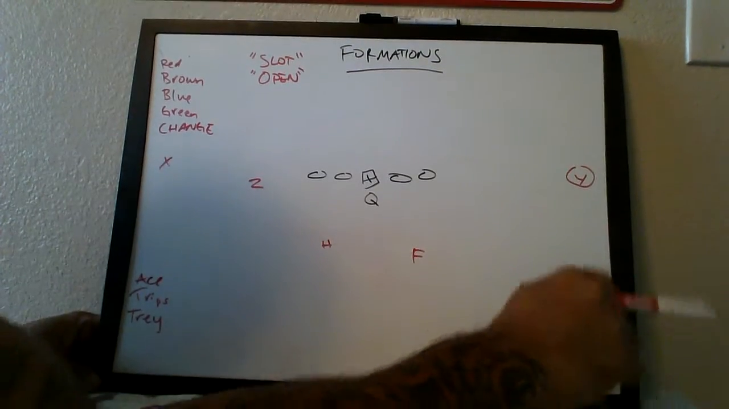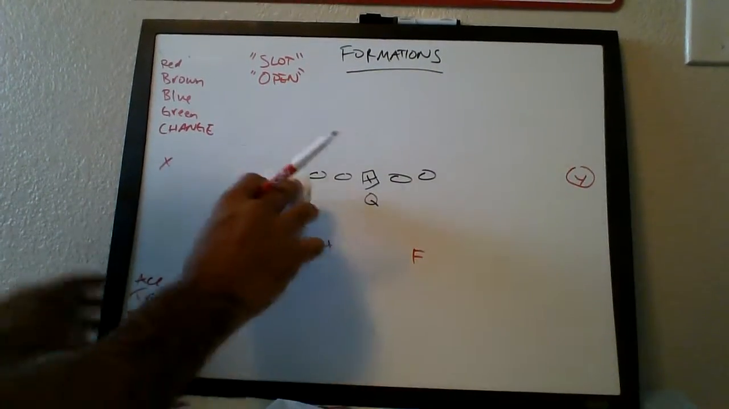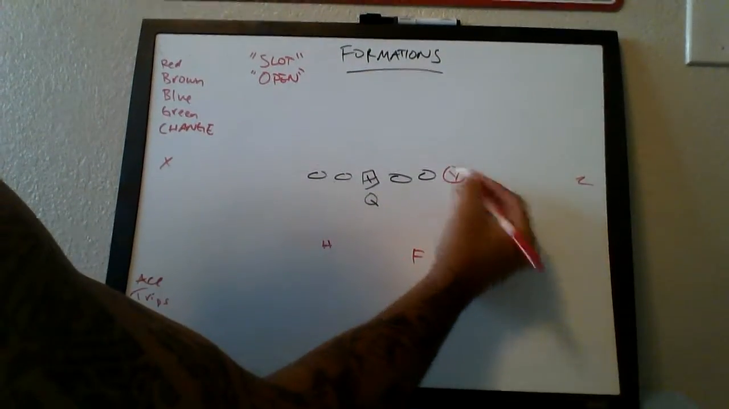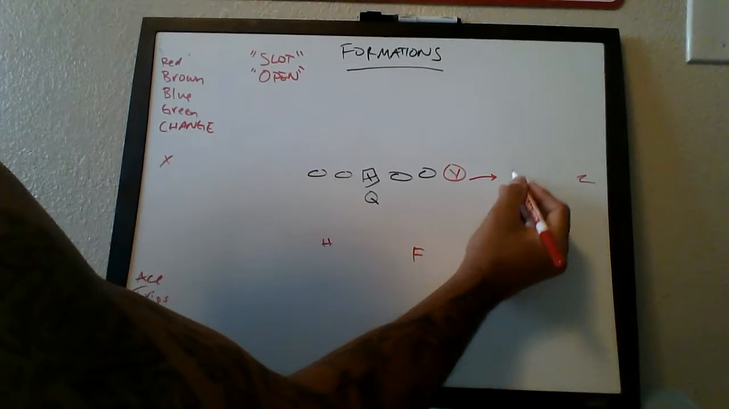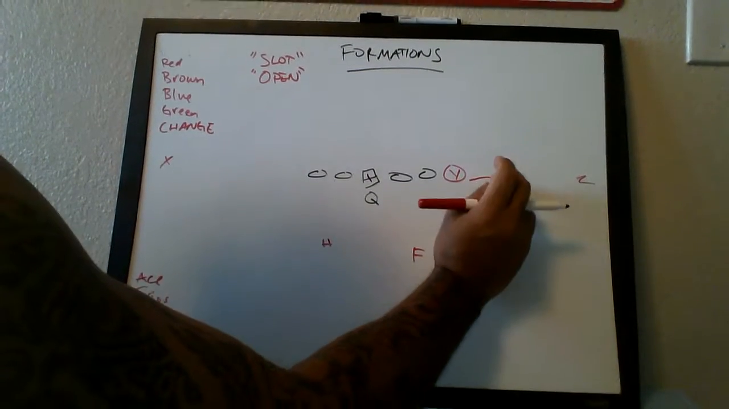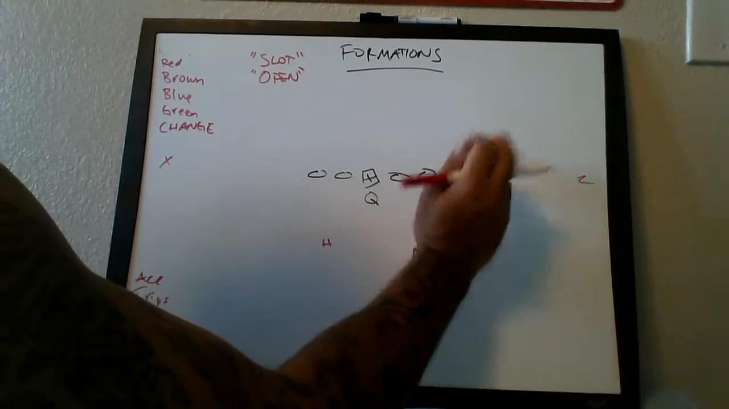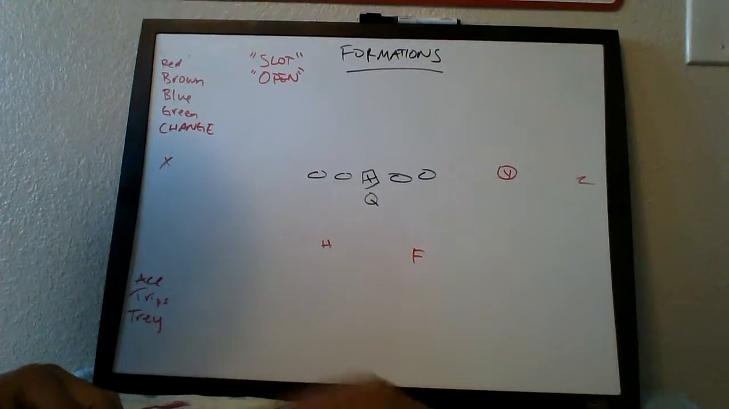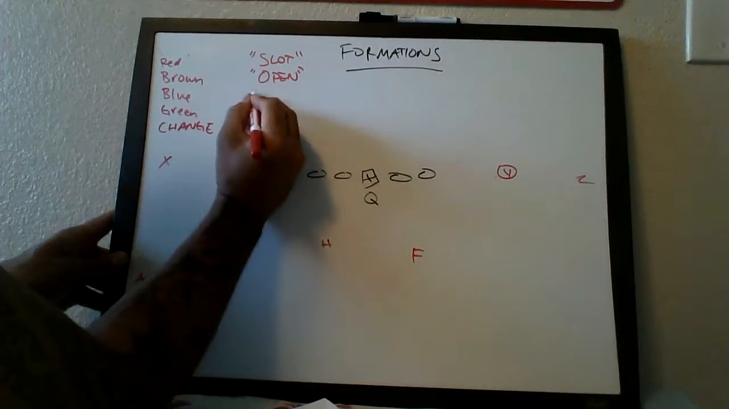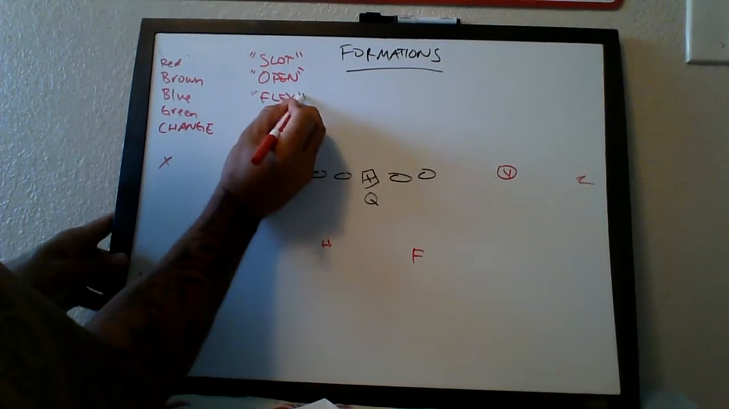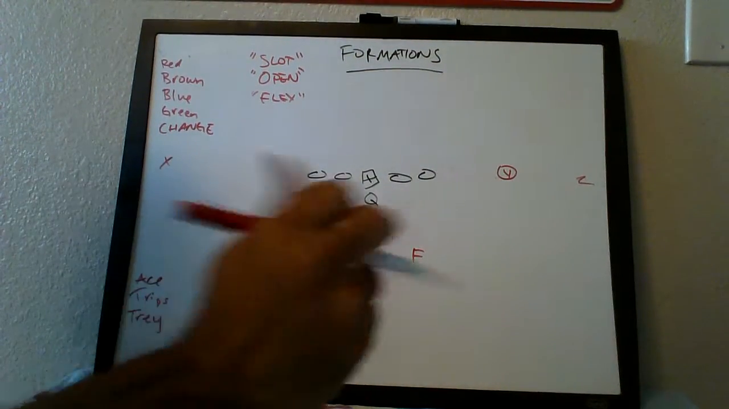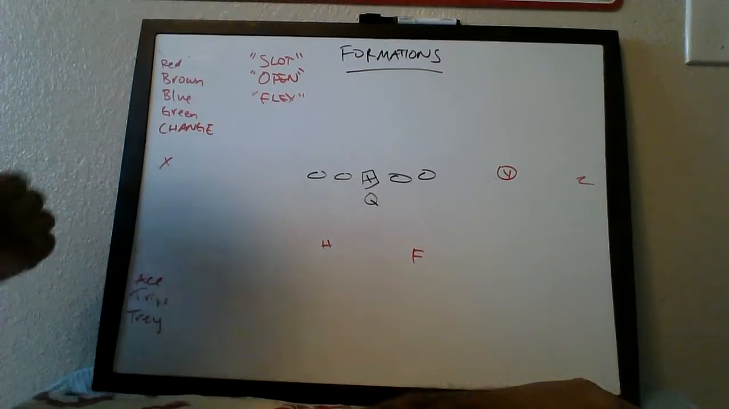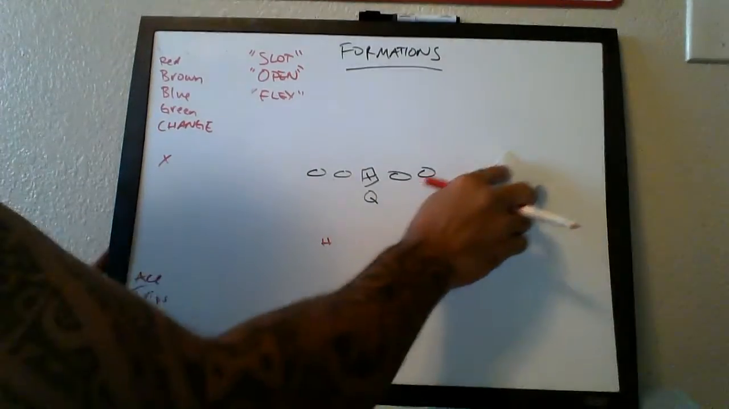Okay, here's another call for the tight end. Let's call a slot right, red right. Let's call red right flex. So instead of the Y being here, he just bumps it out 3 yards, right here, on the line of scrimmage, in a 3-point stance. That would be flex. Okay, these are the open and the flex are tight end calls.